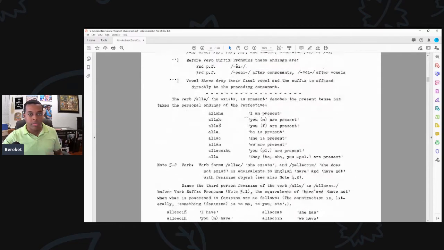And then they also give us the forms of the verb allä, he exists or is present, which is present tense, but it takes the forms of the perfective. So the meaning is present, but the form suggests completed past, simple past. So you have the conjugations here: Allahu, Allah, Allash, Allah, Allach, Allan, Allachu, Alu.